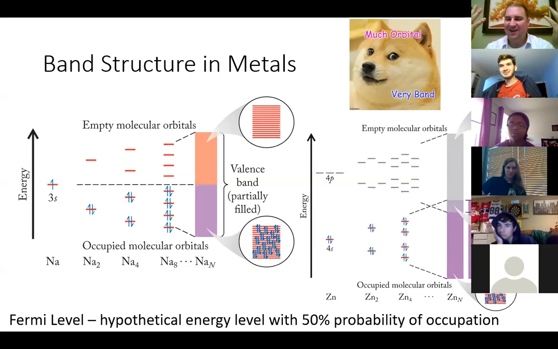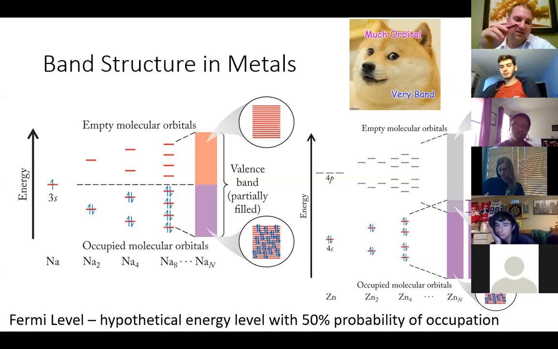So that's where my idea for the first meme came from. Much orbital, very band, okay? So solids, solid crystals, solid materials, we're gonna talk about bands, but these are analogous to our molecular orbitals. It's just that there's so many molecular orbitals that we can't really differentiate the individual orbitals anymore. The valence band is gonna be where the valence electrons typically live.